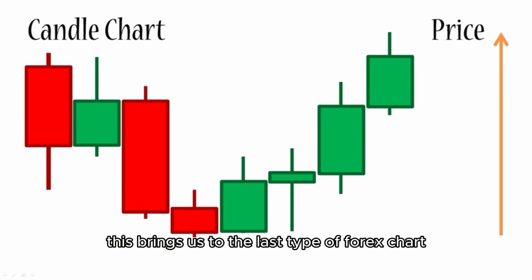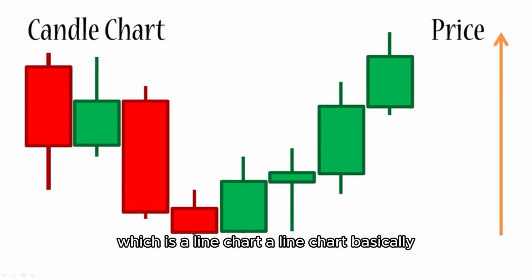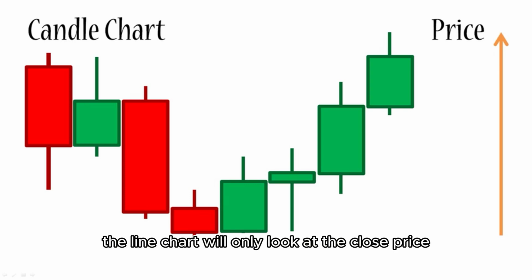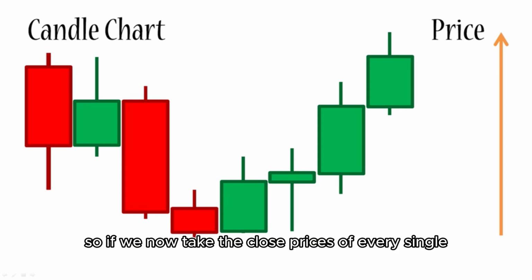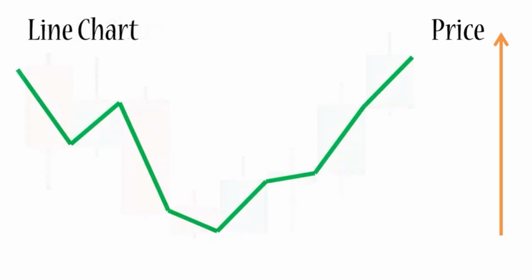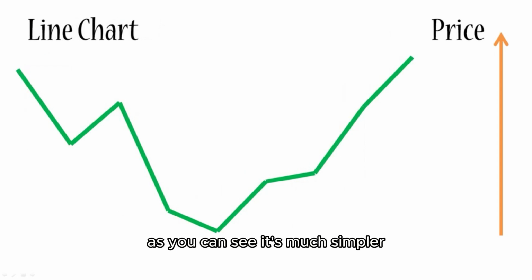And finally, this brings us to the last type of Forex chart, which is a line chart. A line chart basically simplifies this whole process by representing only one single price. It only represents the close price. So instead of looking at open, high, low, and close, the line chart will only look at the close price. So if we now take the close prices of every single day and we connect them, then we'll get a line chart. As you can see, it's much simpler.